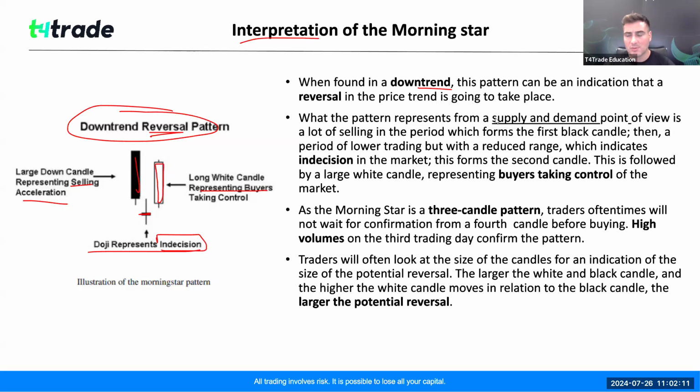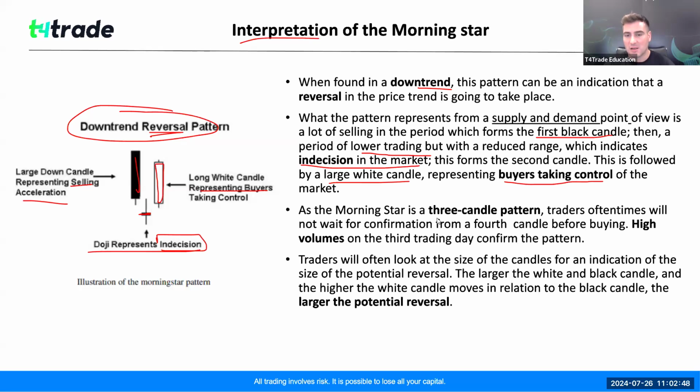Now, what the pattern represents from a supply and demand point of view is a lot of selling. There is a lot of selling in the period which forms the first black candle, okay? Then a period of lower trading and indecision and reduced trading range is indicated by the doji, which forms the second candle. And this is followed by a large white candle or green candle representing the buyers taking control of the market. That means the bulls have exhausted the bears' intent and strength, and now they have strong momentum to push the price action to higher ground, okay?